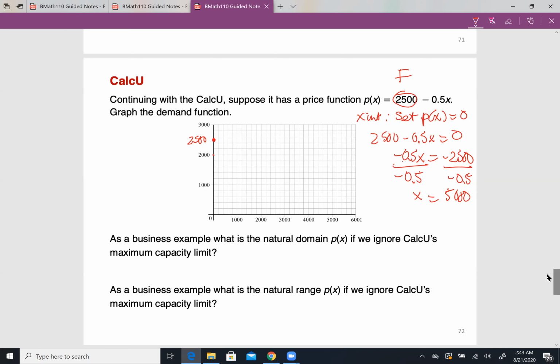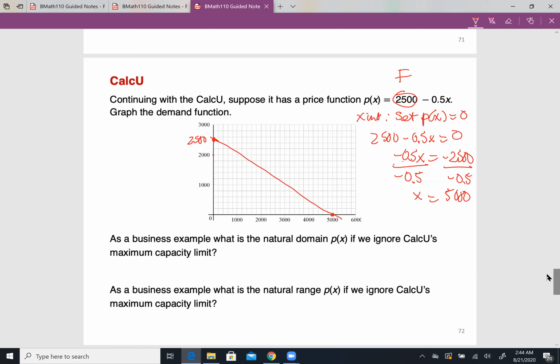So you can have the 5,000 as the x-intercept. And you can just connect these two points to get the graph. I hope I can draw a good line.